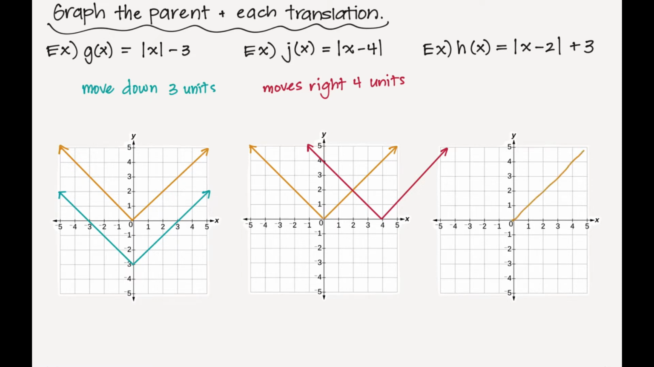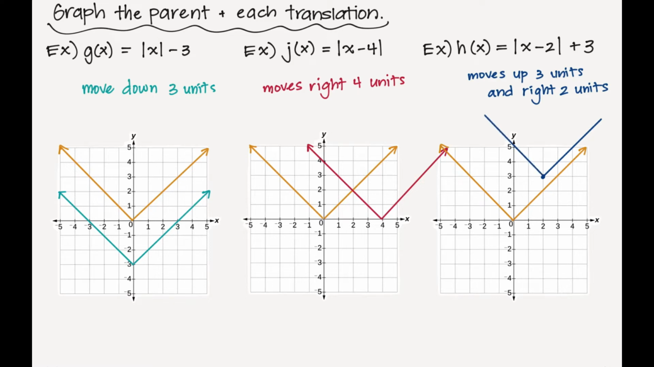Let's do one more where we're going to combine a couple things. So there's the parent function, but this time, notice I'm going to be doing 2 different things. I'm going to be moving up 3 units, but then on the inside, that 2 is telling me I'm going to move it to the right 2 units. So in a way, you could think of that as a point over 2 and up 3, and that's the new vertex. And I would draw the same shape as the parent function, but it is starting at 2, 3.